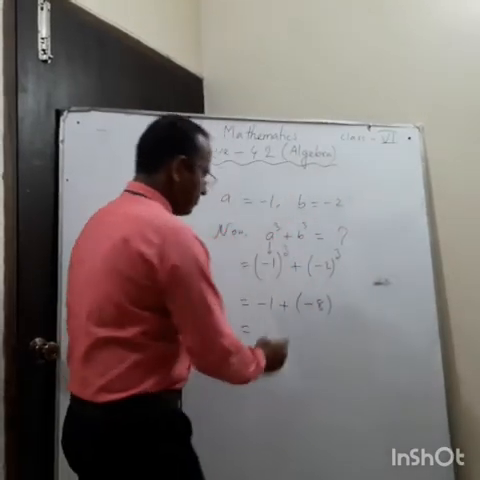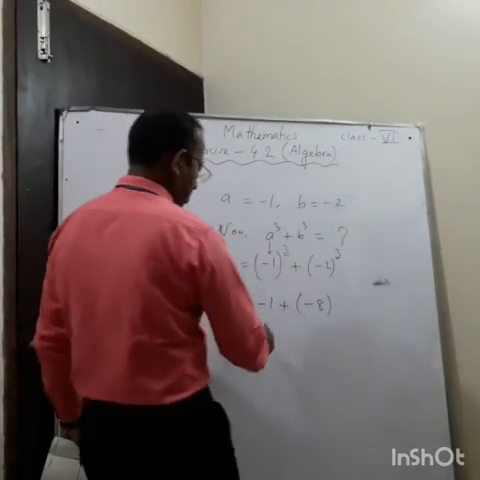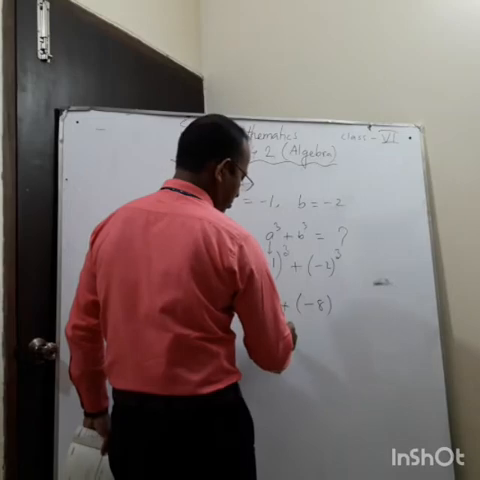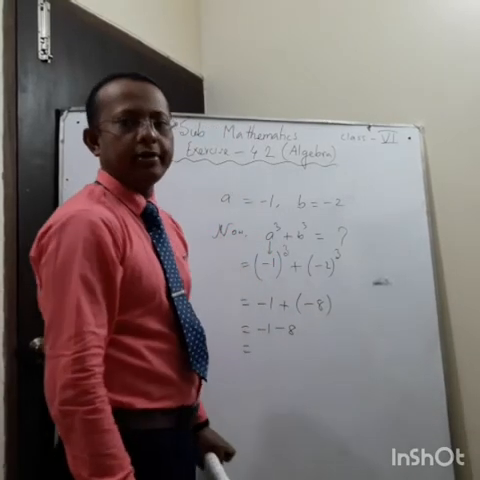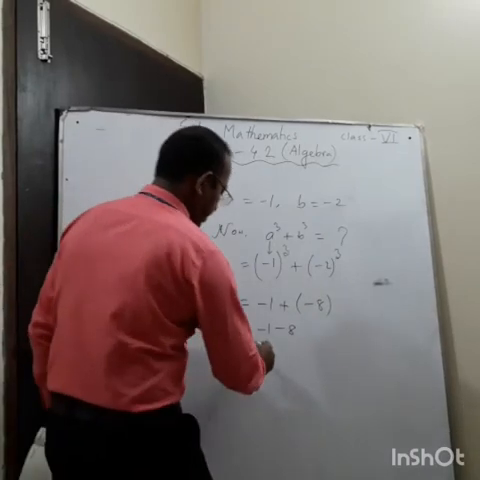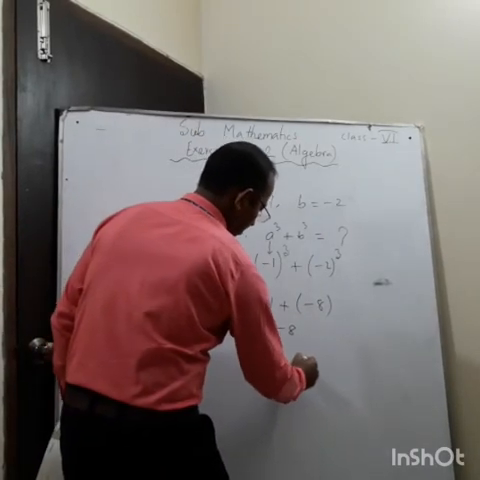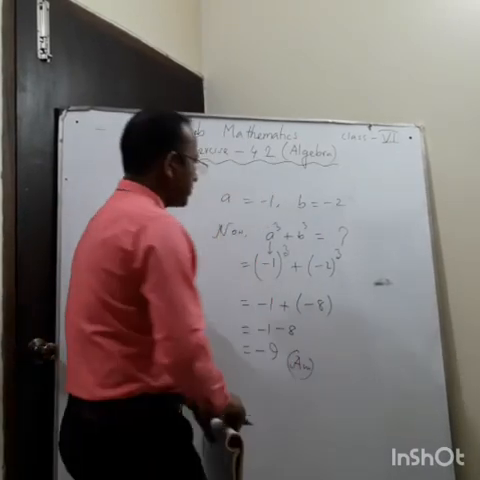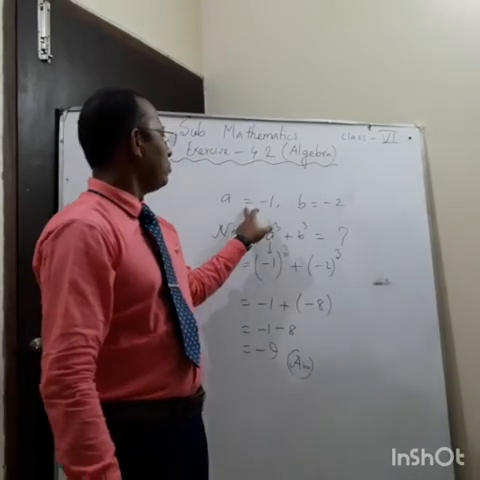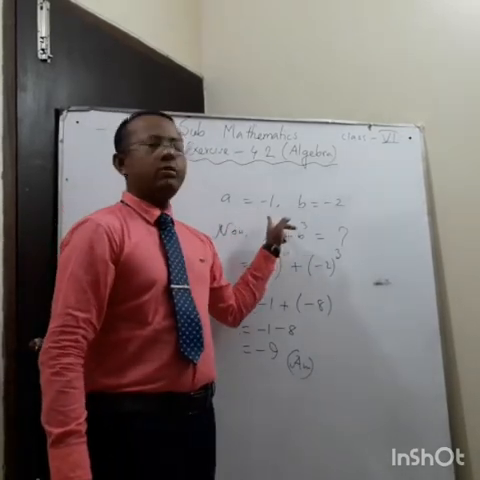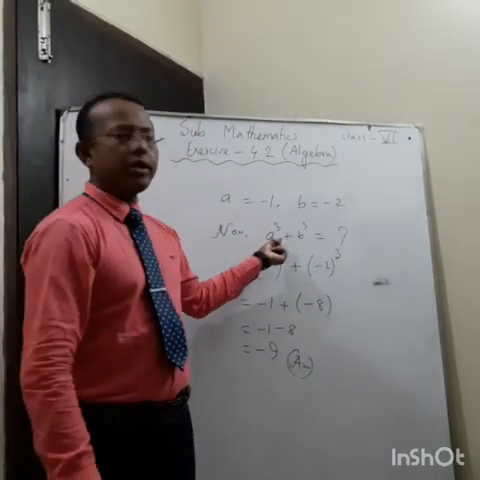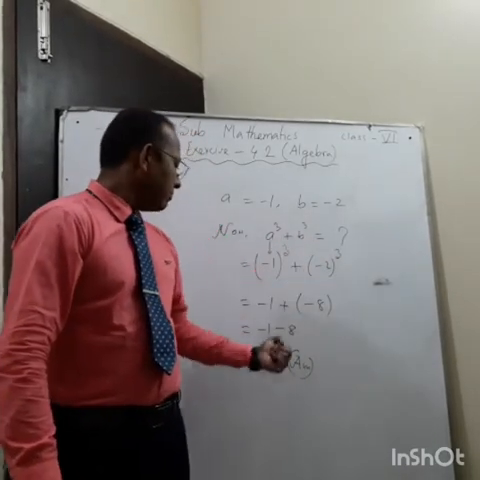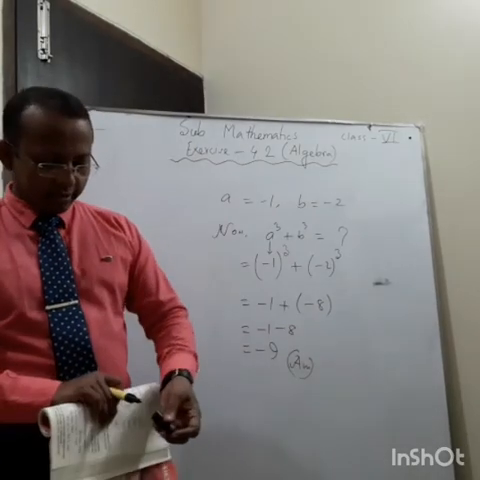Now minus 1 plus into minus equal to minus 8, minus 1 minus 8 equal to minus 9. So finally, when the value of a and b are minus 1 and minus 2 respectively, in that moment the value of a cube plus b cube will be minus 9. That is the required answer.